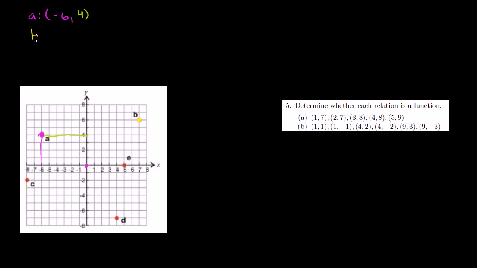Let's do B. B right there. B is at the coordinate... let's see, its x-coordinate, just drop down there, is 7. And its y-coordinate, how high it is, 6. All right, let's do C. C, the x-coordinate, you can read that. It's -8. It's 8 to the left of the origin. And its y-coordinate, it's 2 below the origin. So its y-coordinate right there is -2.